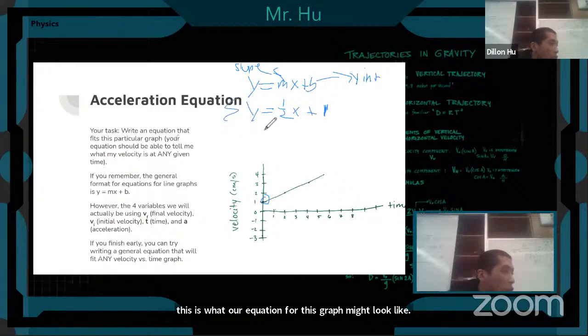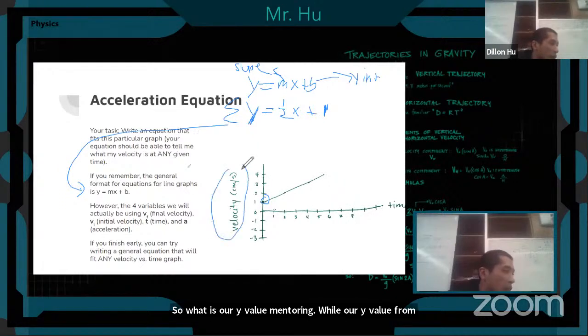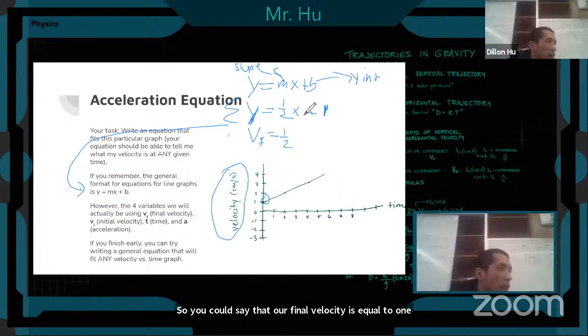Now what we're going to try to do is replace two of these variables here, our y and our x, with two of these. So what is our y value measuring? Well, our y value from this graph is actually measuring our velocity. More specifically, it's measuring our velocity after a certain amount of time. It's measuring our final velocity. So you could say that our final velocity is equal to 1/2 times x. So what is on the x-axis here? It's actually our time. So our final velocity is equal to 1/2 times our time plus 1.